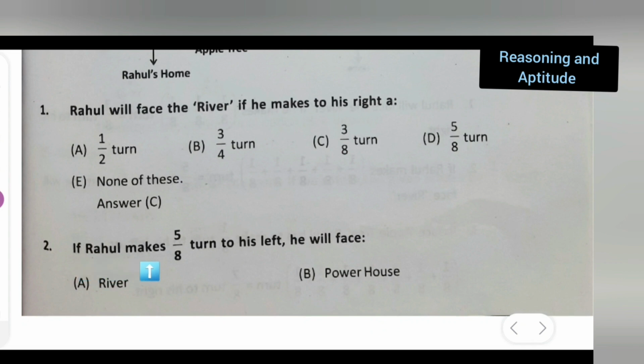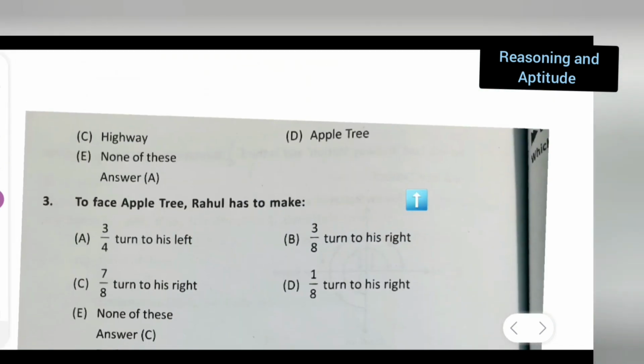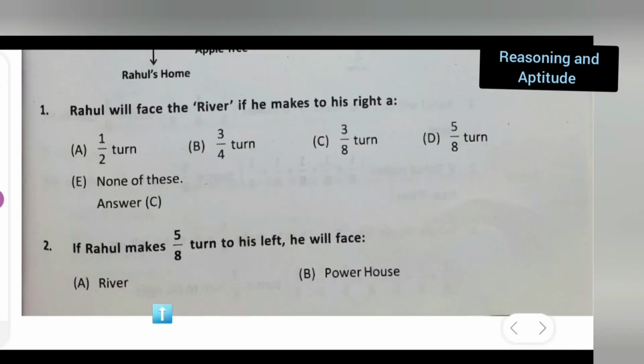Second is, if Rahul makes 5 upon 8 turn to his left, he will face. Now here options are given to you all. Option A was river, option B was powerhouse, C will be highway, D will be apple tree, or none of this. So if he is making 5 upon 8 turn to his left, he will face which one?